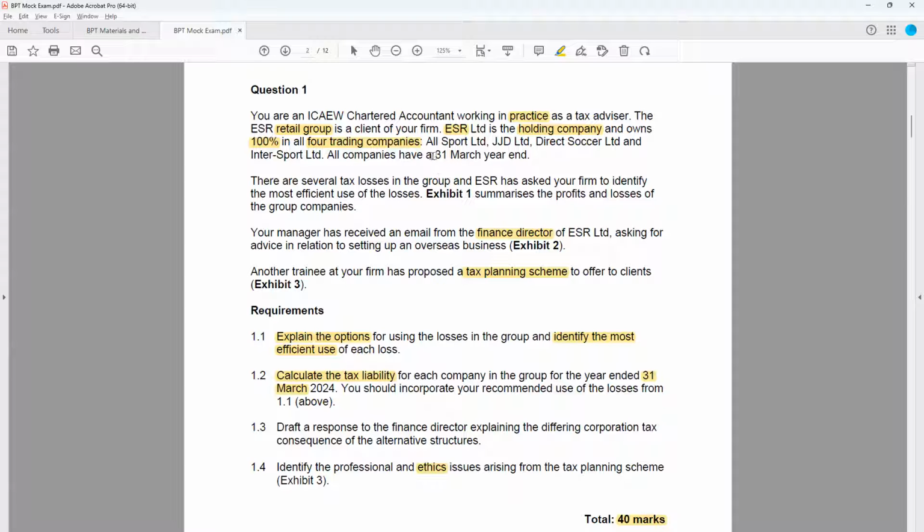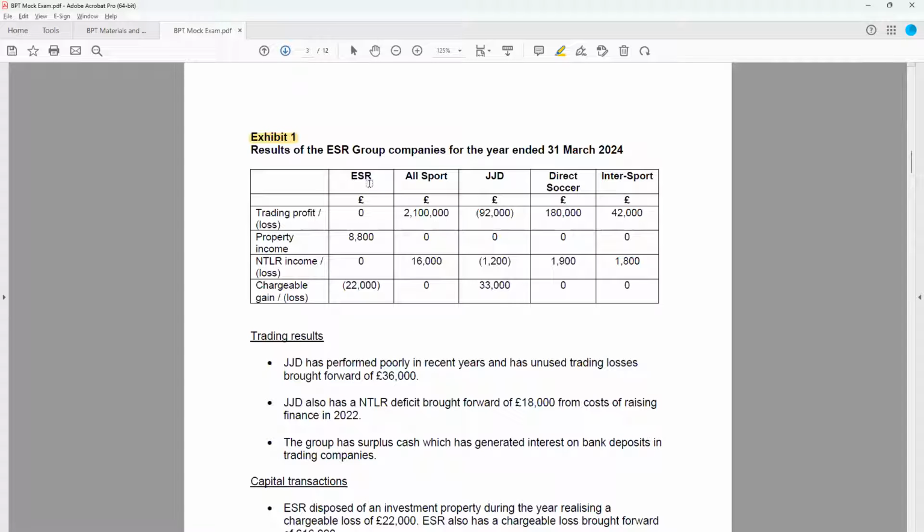So all companies have a 31st of March year end, so we're not going to have any issues here with corresponding periods in terms of claiming and surrendering losses. So we've got the holding company and then four trading companies. So quite a straightforward group, really. And we can see this here. This is the holding company and then the four trading companies.